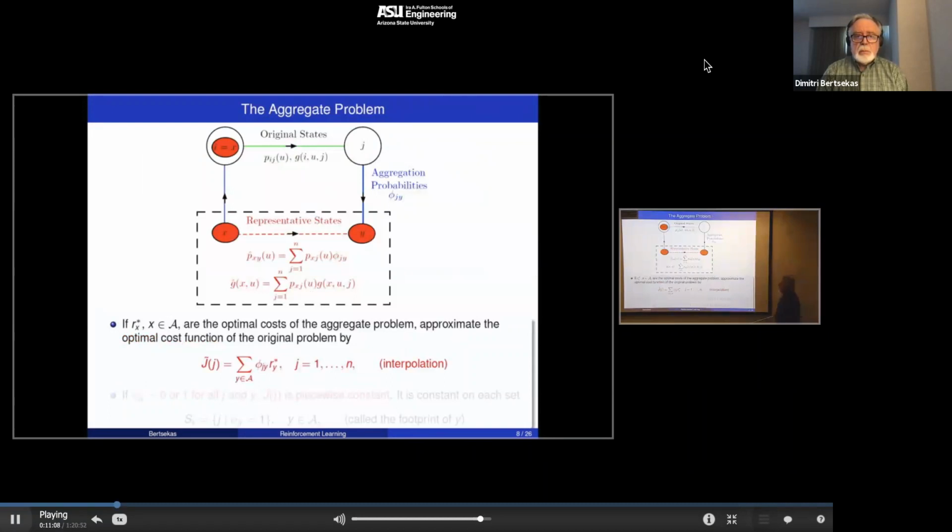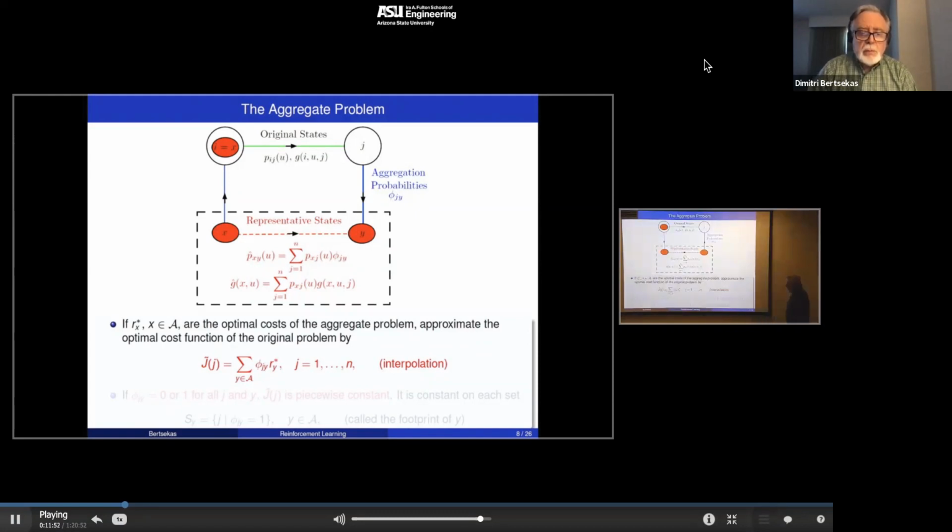Here's the aggregate problem. The original problem involves transitions and costs from i's to j's. The aggregate problem involves transitions from representative states to representative states under these transition probabilities and under these transition costs. I can solve this problem exactly, and let me call r stars of x the optimal cost of representative state x. Okay? Now, having done that, I obtain approximate cost for the original states, the j's, by interpolation with these phi's.